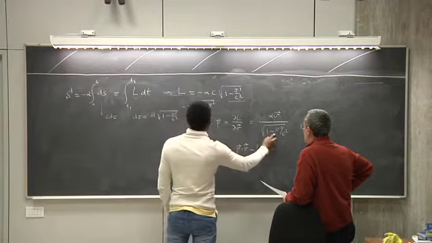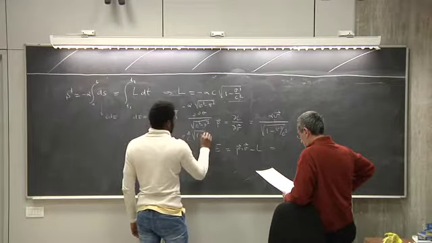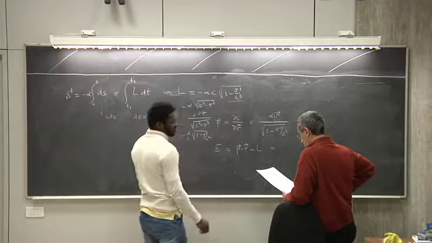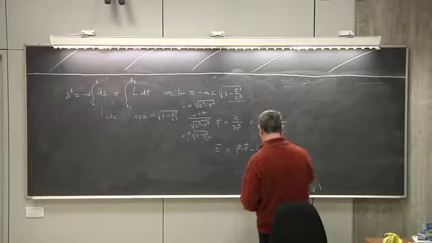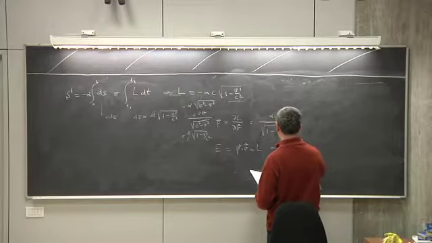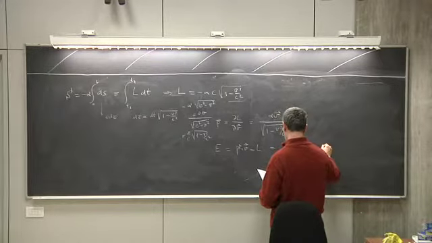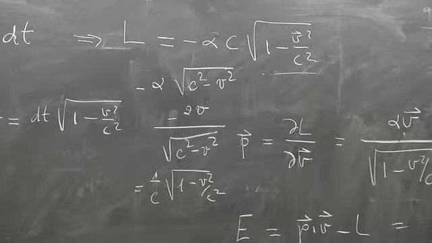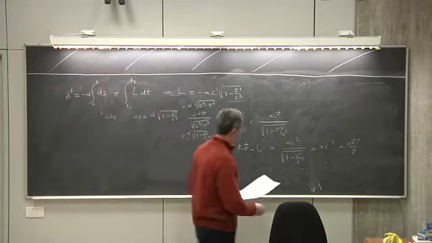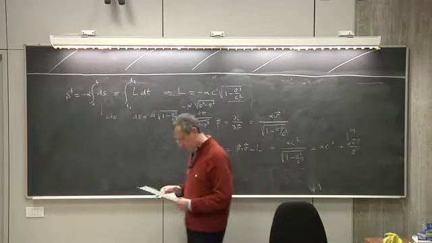If I want it in this form, you say there's still a C: 1 over C, 1 minus V squared over C squared. So let me just see, because here I get alpha C squared plus alpha V squared. Anyway, you see from here that alpha must be the mass, the rest mass of the particle, okay?